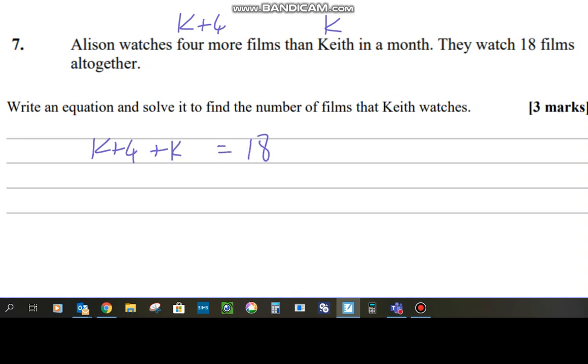So there's the equation, and so that gives us 2K plus 4 is equal to 18, and so 2K is equal to 14 and K is equal to 7.